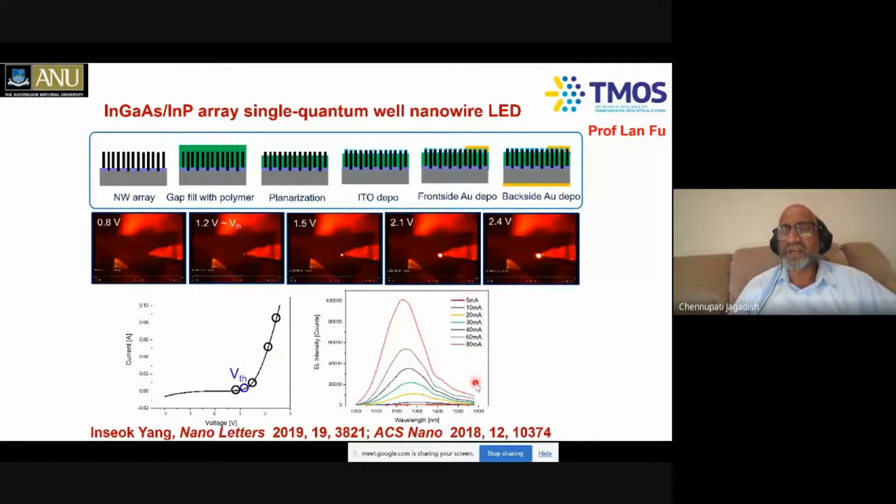As and when you're injecting current, you can see more and more high intensity of light coming. In fact, you can see below the probe here very bright light emission coming off these ones. So why are we interested in these nanowire LEDs?